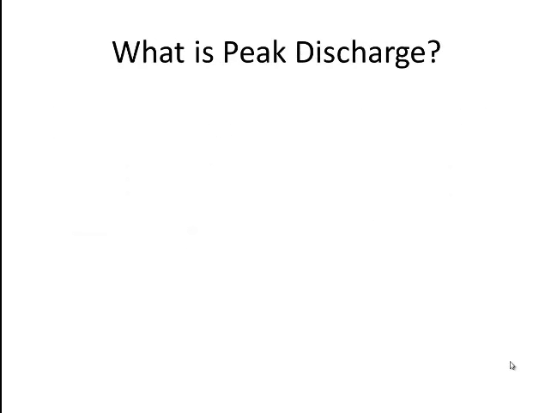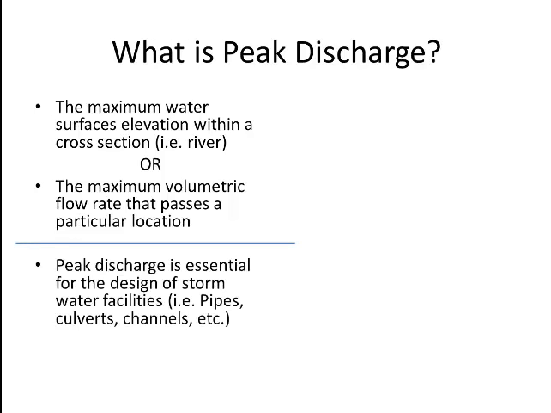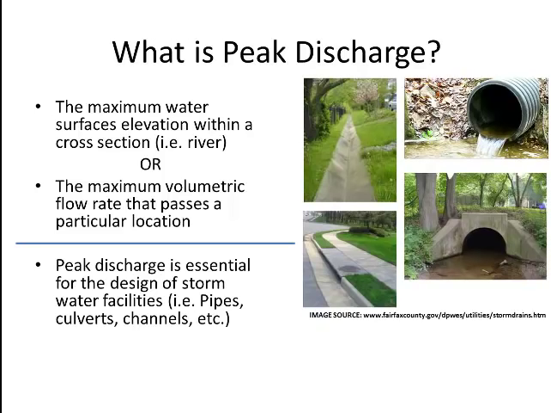So what is peak discharge? Peak discharge, also referred to as peak flow rate, is the maximum water surface elevation within a cross-section of a river. It can also be the maximum volumetric flow rate that passes a particular location. It is essential that we determine peak flow rate because it is used for design of various stormwater facilities, such as swales, culverts, gutters on roads, catch basins, and pipes, to name a few.